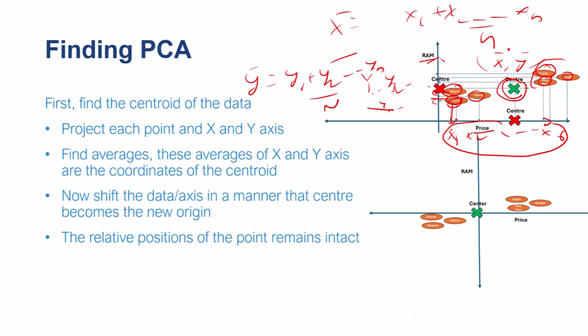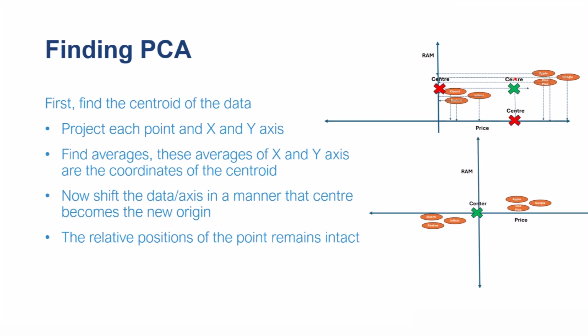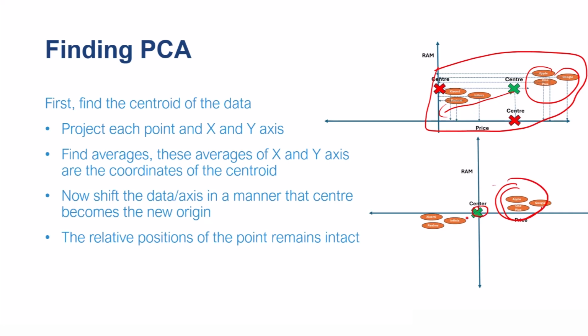Now that we have obtained the centroid, the next step here is to shift the center to the origin. We'll shift the center to the origin in a manner that the relative position of these points does not change. So the entire system is shifted to the origin, but the relative position of all the other points remains intact. So we shift it to the origin.